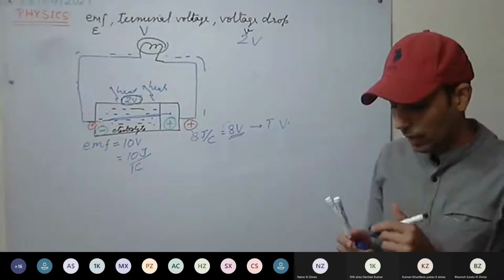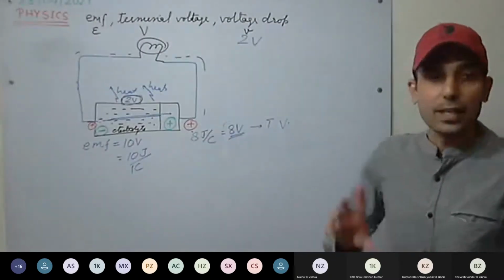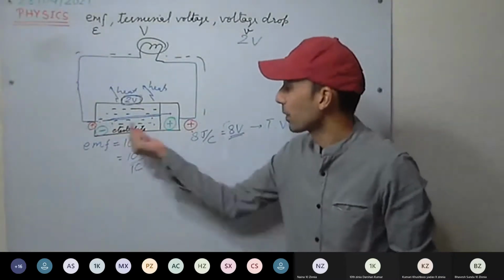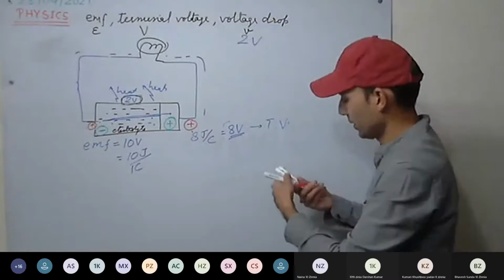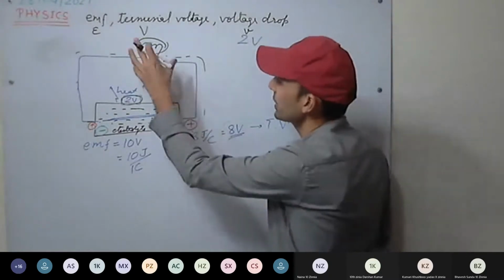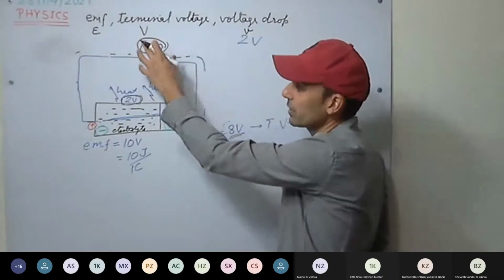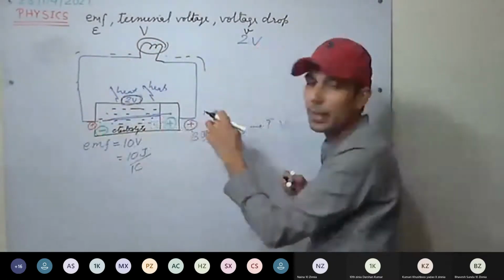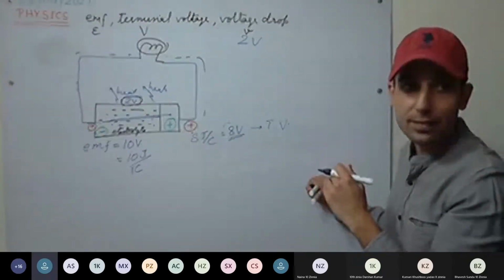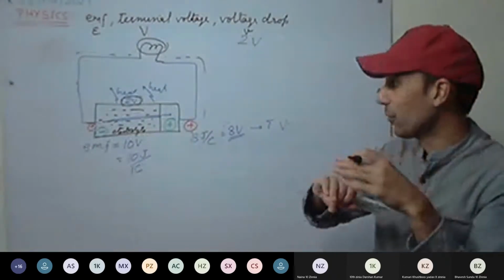Okay. Have you understood this one? Now see here one more thing. If there is very high resistance outside, will the current flow in the circuit be less or more? It will be less. The more the resistance, the less charge flows, and the less current will be flowing.